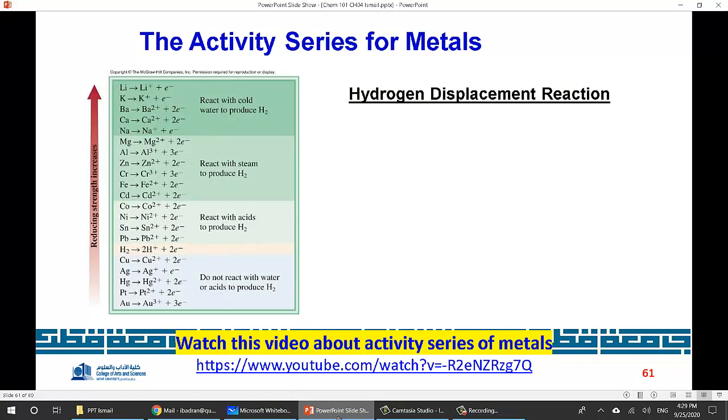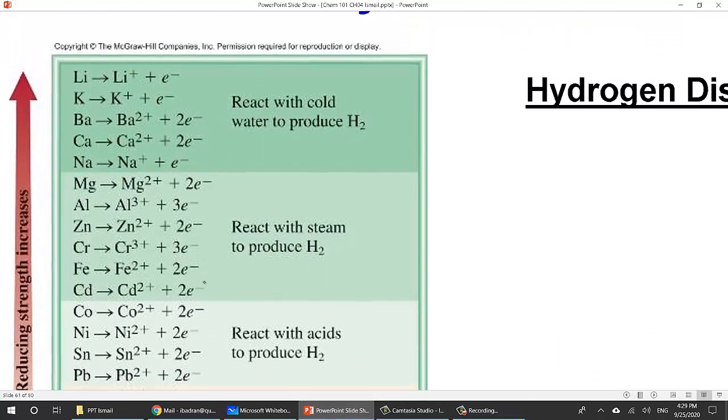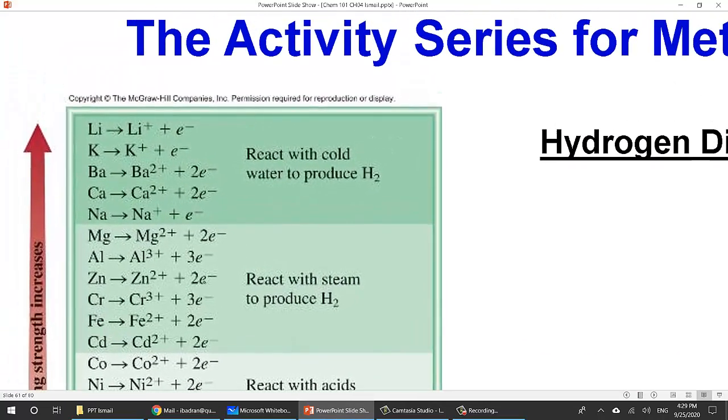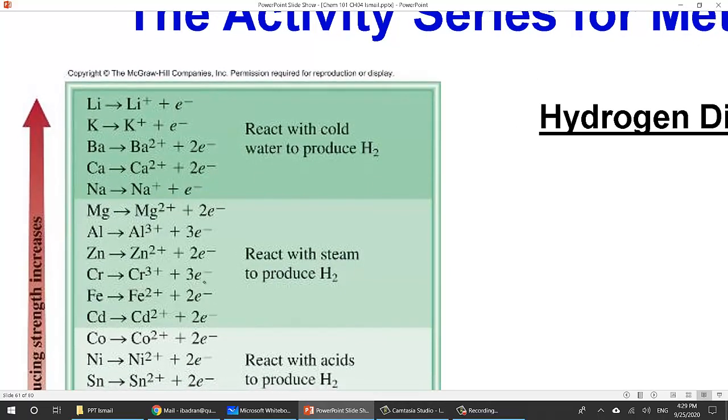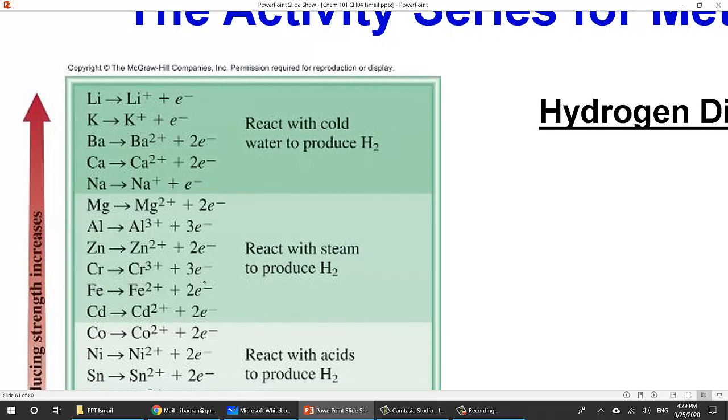The activity series for metals is shown right here. At the top of the list we have all the reactive metals like lithium, potassium, sodium, barium and calcium. These are very reactive. They can even react with water to produce H2 gas. That's why they're famous. If you Google sodium with water on YouTube, you see the explosion happening between sodium and water. Because sodium is very reactive, it will displace the hydrogen in water, forming sodium hydroxide plus H2 gas. And of course the reaction will produce heat, and you will have enough energy to burn the hydrogen, causing an explosion. That's in the green at the top.